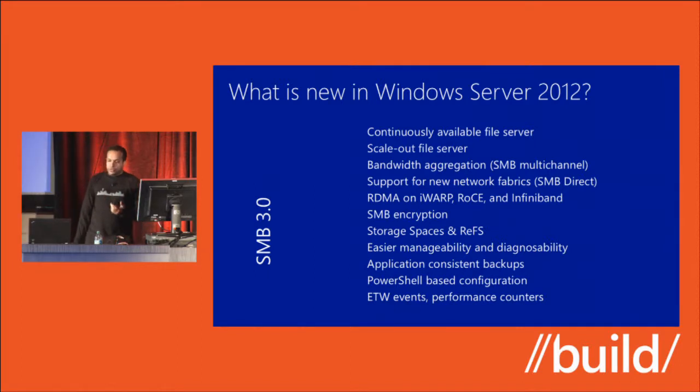And we support new network fabrics, the primary one being RDMA capable fabrics, and there are 3 of them. We'll talk about that. And there's a feature called SMB Direct, which allows you, as an application developer, to make use of that. Then we have encryption.